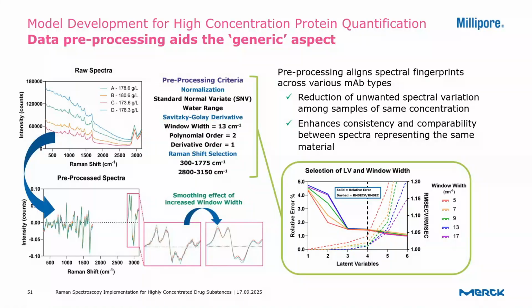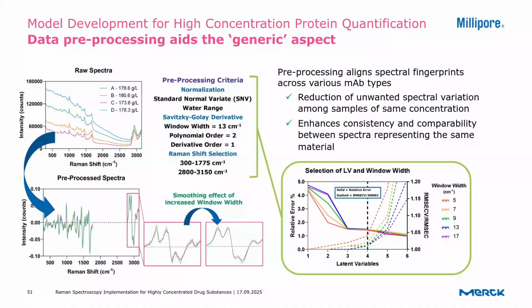So the generic aspect of this work really came into effect during the pre-processing of the raw calibration spectra that was generated for each protein. As you can see, the raw spectra of the 4 protein types, all at very similar concentrations of about 170 to 180 grams per liter, exhibited substantial differences.